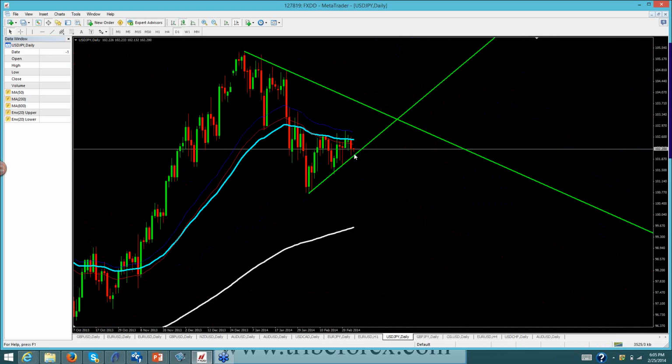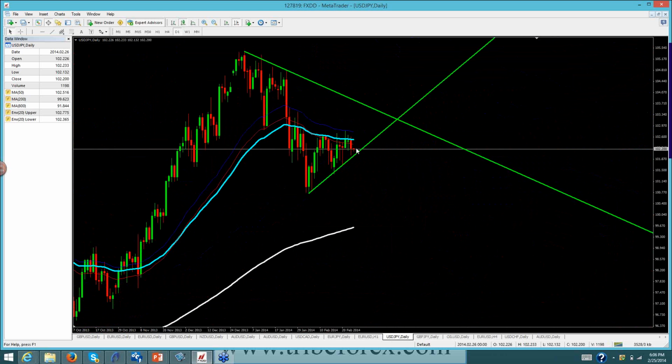All right, so we're going to probably come down, test about 102.00, and then we're going to see price move up, test this 50 EMA, and if we get past this 50 EMA, we're going to start moving back up to the upper limits on the dollar yen. So I'm going to look for a price to get to 102 and then move up. We're still in a consolidation zone, so that's what I'm looking for.